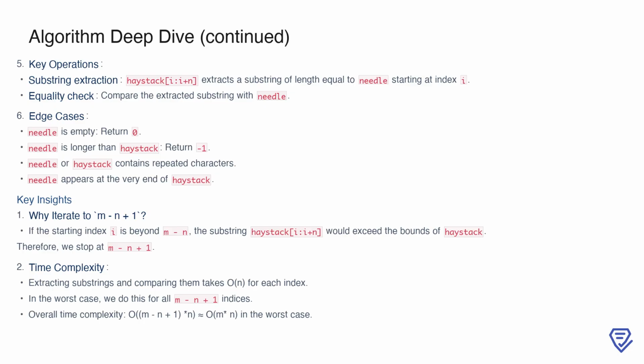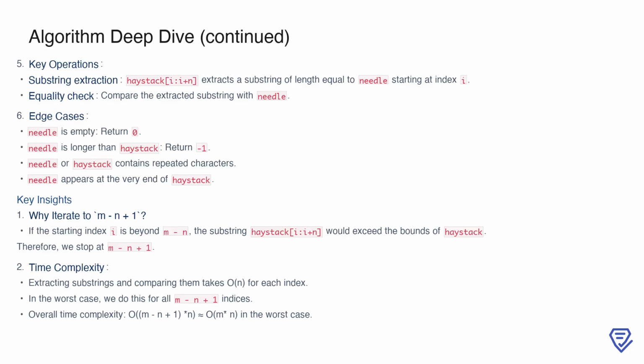Now, let's consider some edge cases to ensure robustness. If the needle is empty, we return 0 as specified. If the needle is longer than the haystack, it's impossible for the needle to be a substring, so we return -1. Other cases include handling repeated characters in the strings or ensuring that matches at the very end of the haystack are correctly identified. A critical insight here is understanding why we only iterate up to m-n+1. Beyond this point, the substring extracted from the haystack would exceed its bounds.